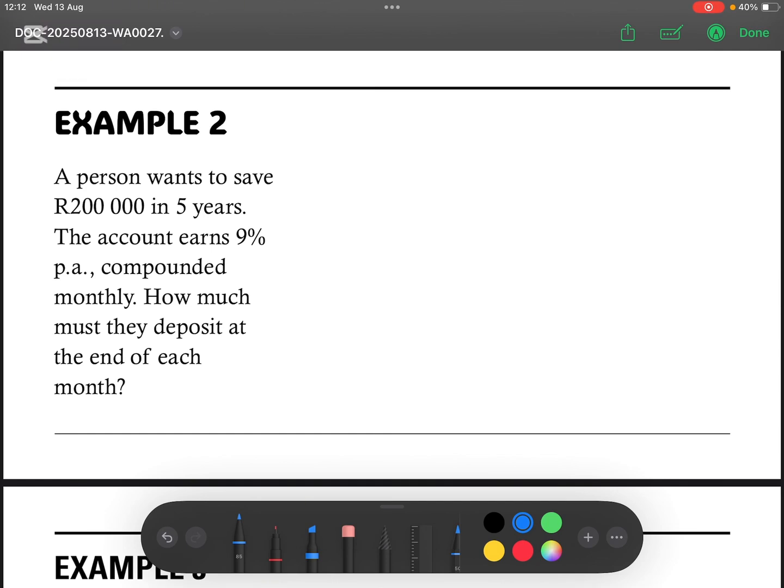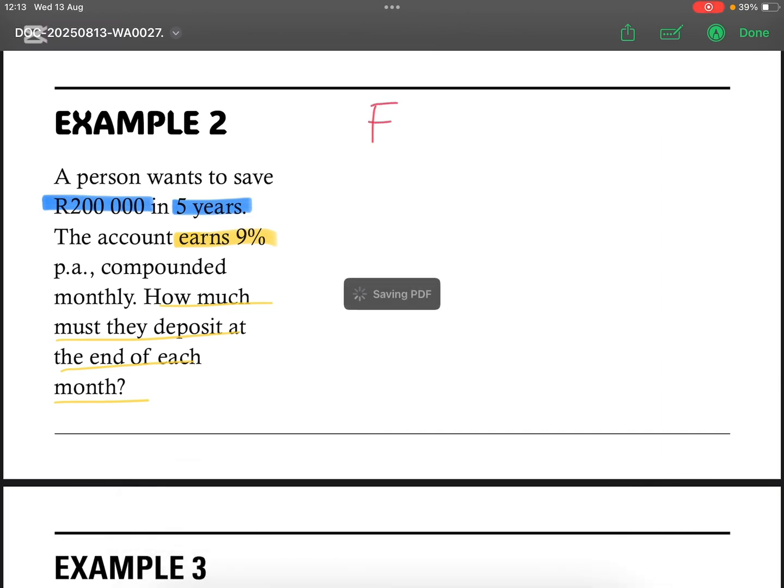Okay, let's look at the second example. A person wants to save 200,000 in a 5-year time. The account earns 9% per annum compounded monthly. So now, how much must they deposit at the end of each month? So in this case, this person wants to have 200,000 at the end of 5 years, right? So now the bank says, no, we'll give you the interest rate of 9% per annum compounded monthly. And then now he wants to know, how much must I deposit every month so that I can get that amount of money? So now that future value, we know the future value.